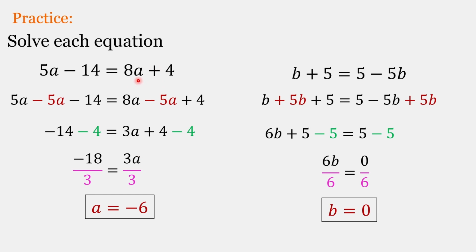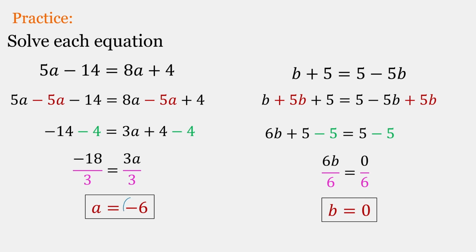As I solve these problems, I isolated the variable on the side that would result in a positive coefficient. So in this case, I gathered a on the right side of the equation, ending up with a equal to negative 6. In this second problem, the first step I took was to add 5b to both sides, bringing 6b on the left side of the equation, and a 0 on the right side. If you divide anything into 0, the result is 0, so b equal to 0.